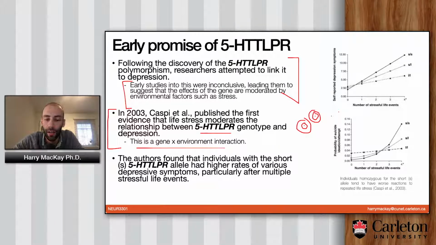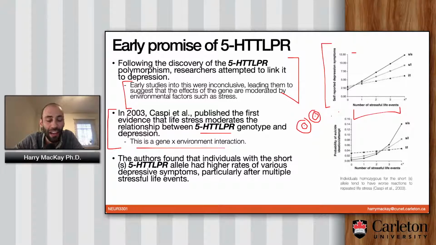So here are some plots that they generated. Here on the y-axis, we have self-reported depression symptoms. More means you're more depressed. And then on the x-axis, we have the number of stressful life events. So what you would see in general is that the more stressful life events you've had, the higher your number of self-reported symptoms. This would be on the Beck Depression Inventory or one of these kinds of psychometric tools.